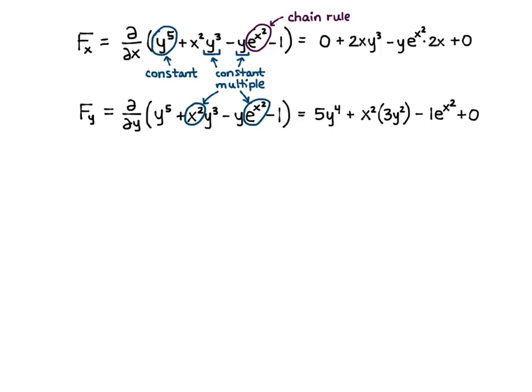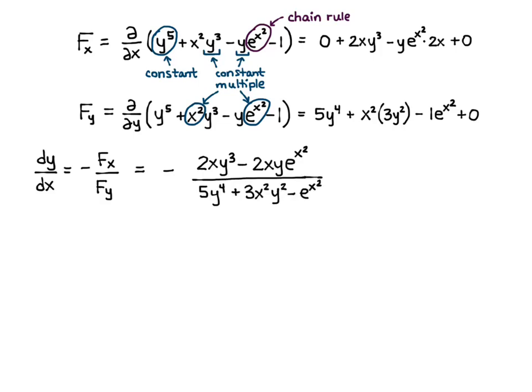Now I'll just copy these partial derivatives to the next screen. And we know that dy/dx equals negative f sub x over f sub y. So I'll leave the negative out front, and then we have 2xy cubed minus 2xy e to the x squared over 5y to the fourth plus 3x squared y squared minus e to the x squared.